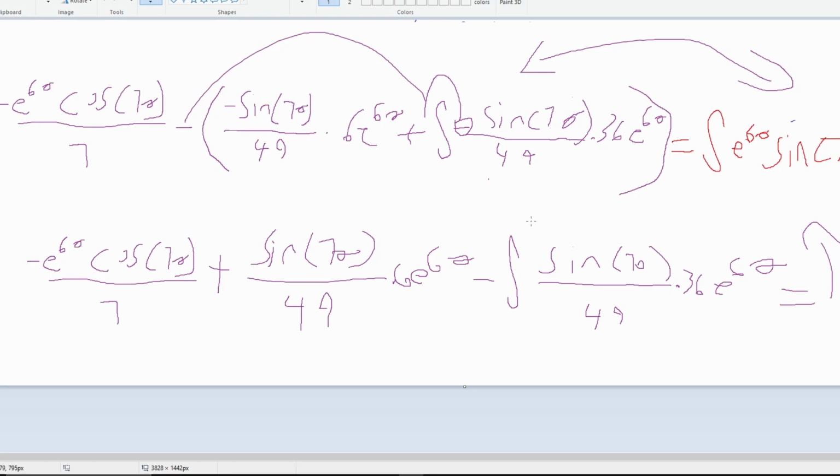What I'm going to do next, I'm just going to take this constant out of the integrand, 36 over 49. Makes things a little more simple. Where's my eraser? This is a little slow. Can I get a bigger eraser? It's a little bit bigger. It's not so bad. Okay, 36 over 49.